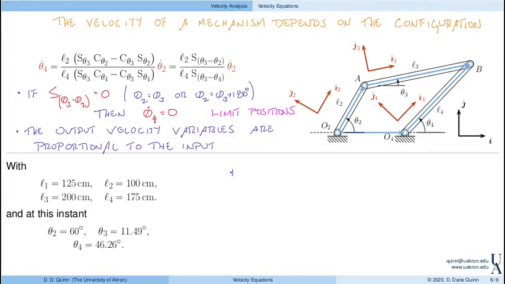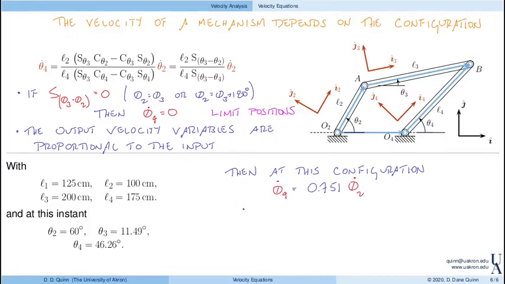Then we can relate the velocities. At this configuration, and I want to emphasize that the velocity depends on the configuration, if we change the input angle, then the way that theta 2 dot and theta 4 dot were related would be completely different. But at this input configuration, theta 4 dot is, if I use this relationship that I developed, 0.751 times theta 2 dot. So again, they are linearly related.